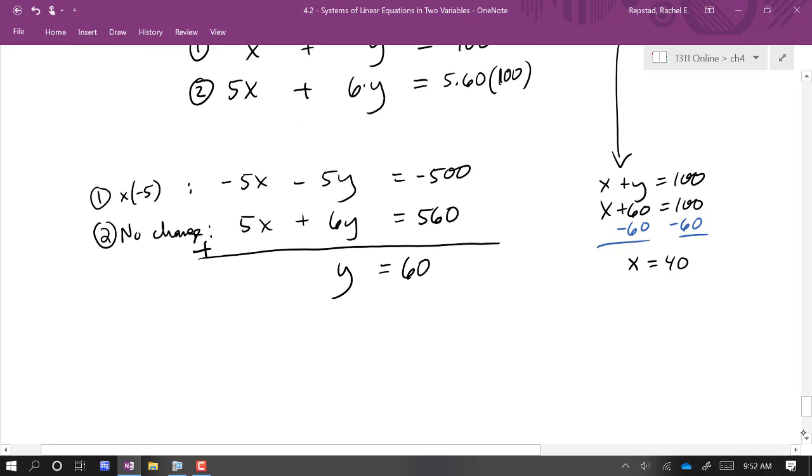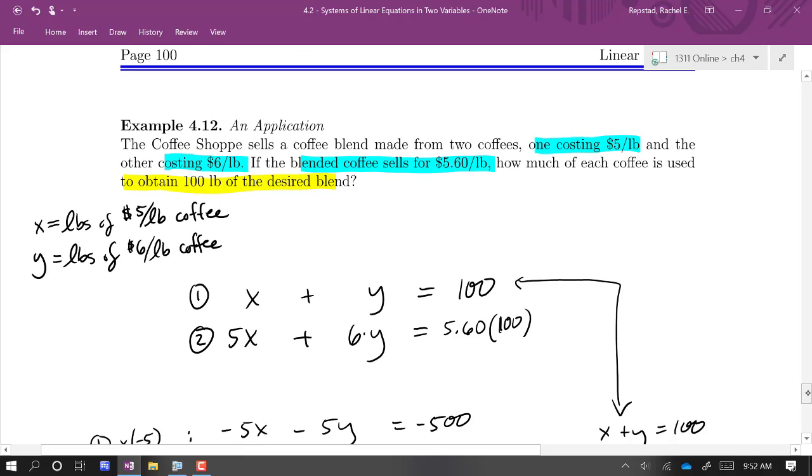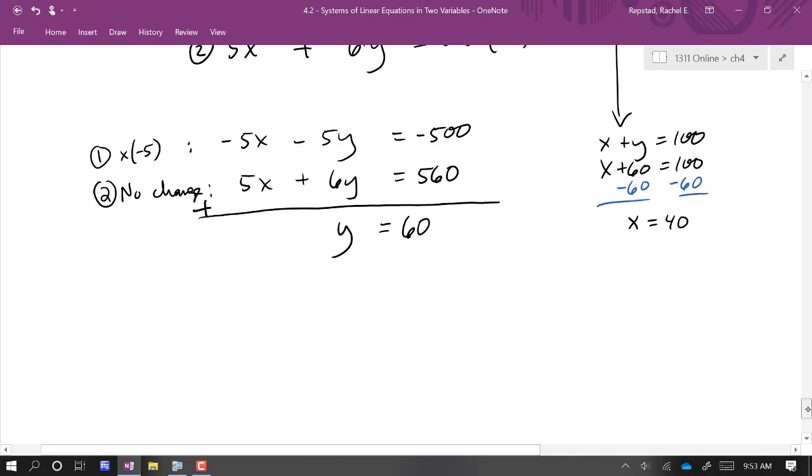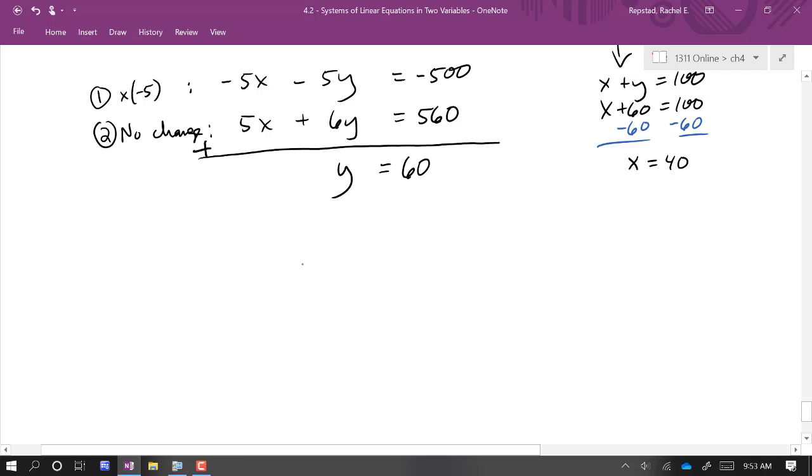So now let's answer the question, because the answer to how many pounds of each coffee is used to get this special blend is not just X equals 40, Y equals 60. There's context to this problem, so there should be context to our answers. So let's answer this question. If X is 40, that is 40 pounds of the $5 per pound coffee, and then 60 pounds of the $6 per pound coffee.